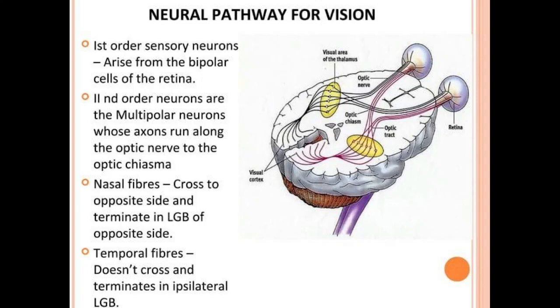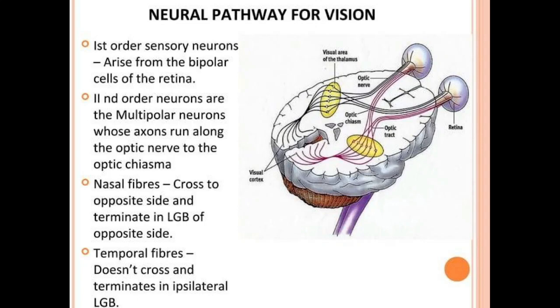Neural pathway for vision. The first order neurons in the visual pathway are the bipolar cells of the retina. These cells receive visual information from the photoreceptor cells of the retina, such as rods and cones. The bipolar cells then send the information to the ganglion cells, which are second order neurons of the visual pathway.